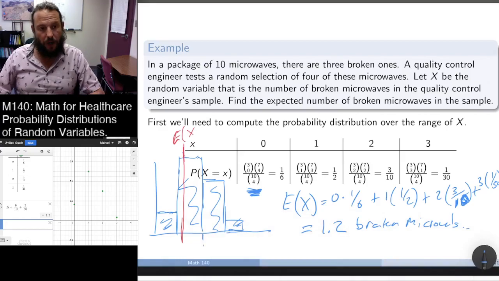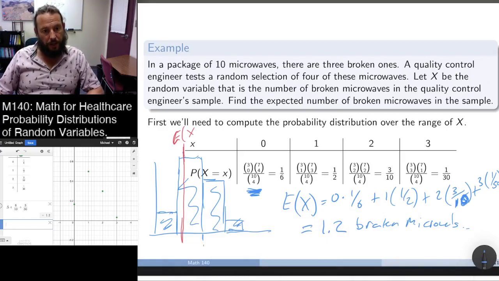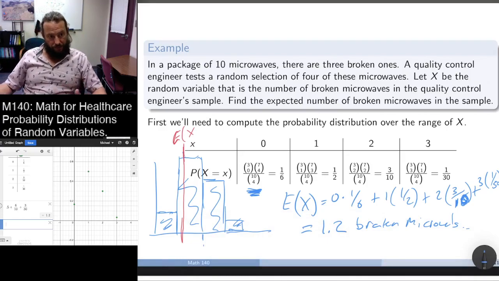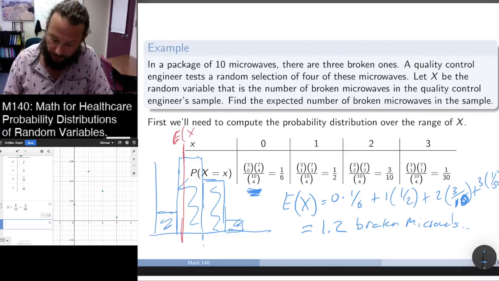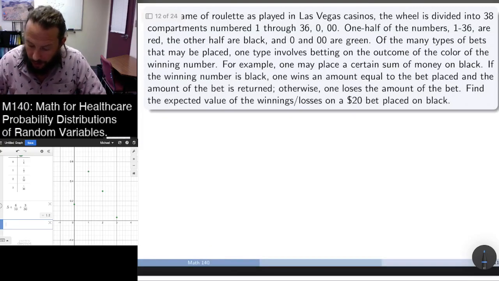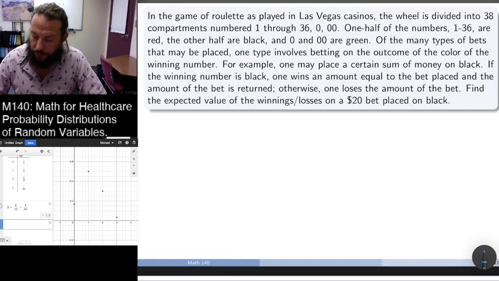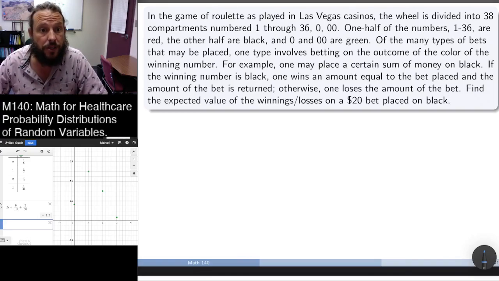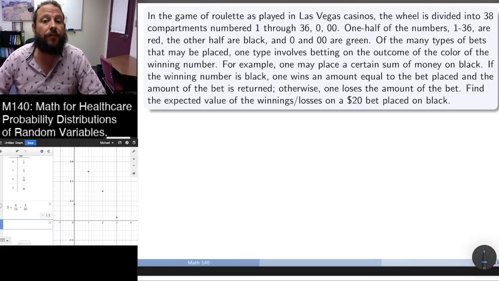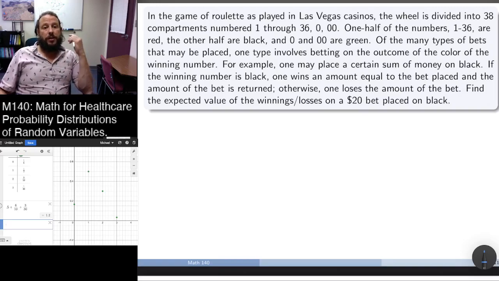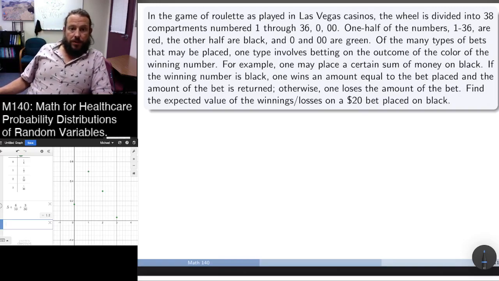So that was a hypergeometric example, starting with the probability distribution and finding our expected value. All right, let's see here. The game of roulette, as played in Las Vegas casinos: the wheel is divided into 38 compartments, numbered 1 through 36, 0, 00. One half of the numbers, 1 through 36, are red, the other half are black. And 0 and 00 are green.